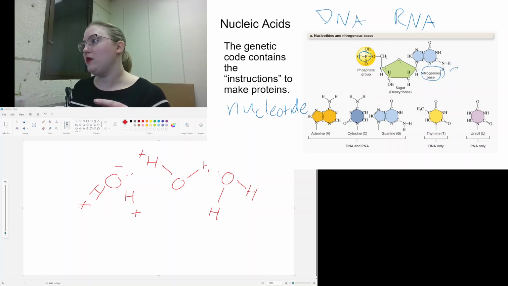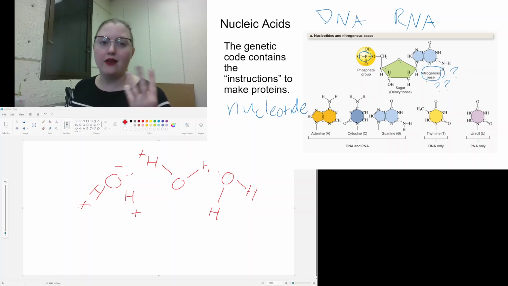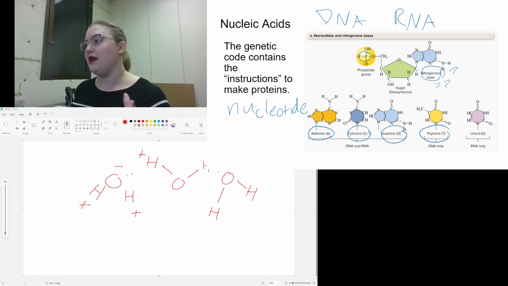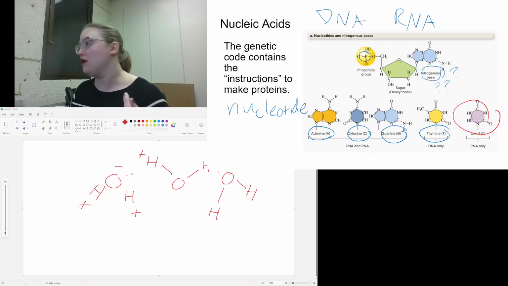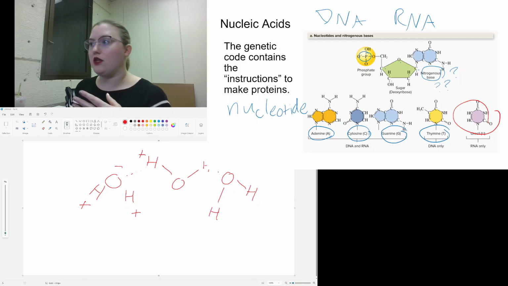And this is where we get variation, right? We're always going to have a sugar. We're always going to have a phosphate group. Our nitrogenous base is where we get the coding part of our DNA. So our nitrogenous bases are adenine, cytosine, guanine, and thymine for DNA. And then in RNA, we end up with a wonky other nucleotide called uracil. Okay, so those are our nitrogenous bases. And when you add those onto our sugar phosphate backbone, you get a nucleotide. And when you stick all of those nucleotides together, you get a nucleic acid.